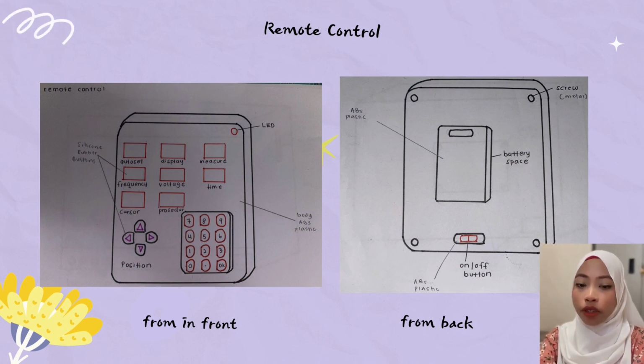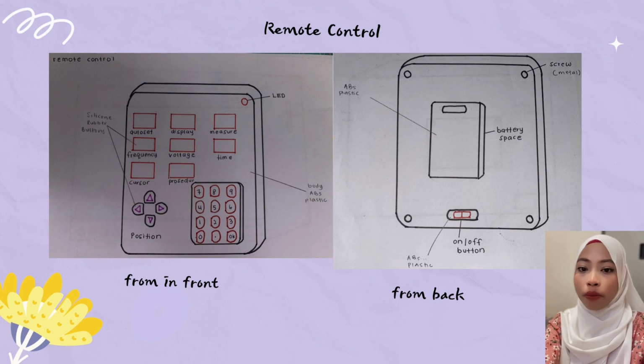The next compartment is cursor. Cursor is to stop the waveform and to move it. Next, the position button adjusts the waveform either up, down, left or right. The last one is procedure. Procedure shows the manual process for using the oscilloscope.